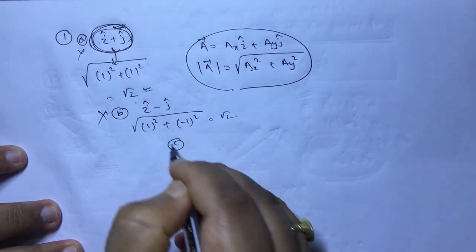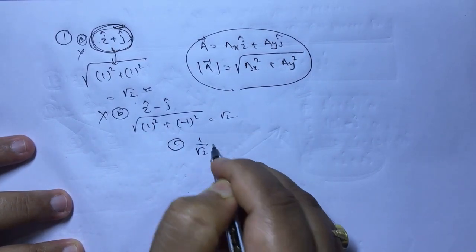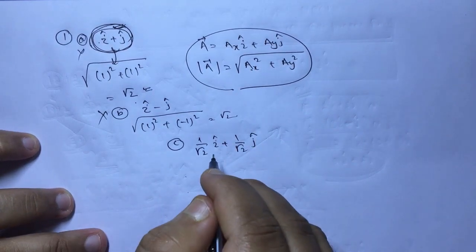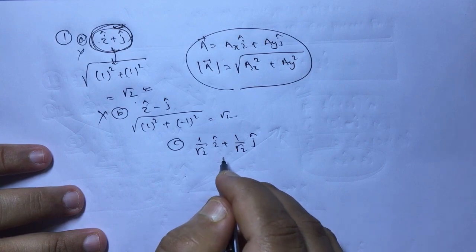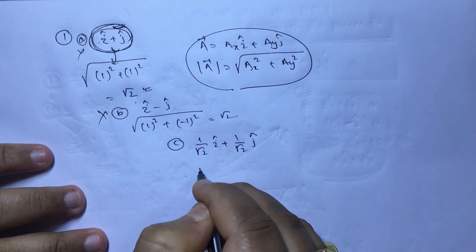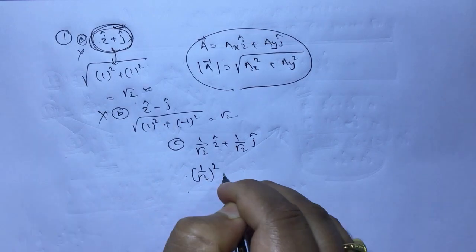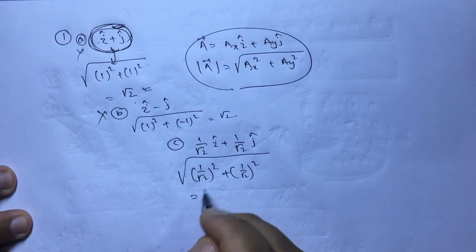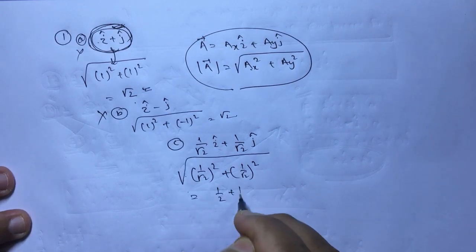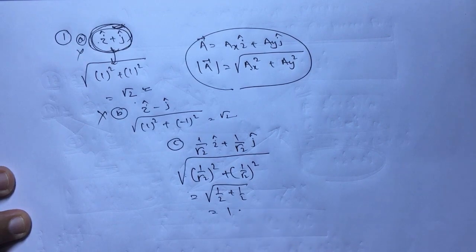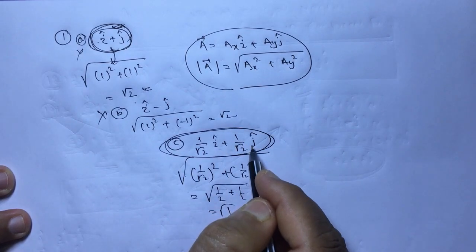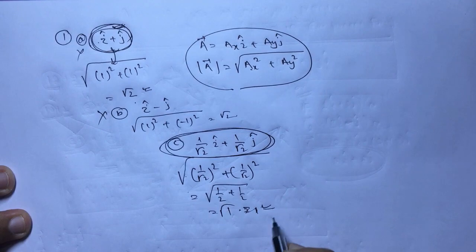Now, let us check the C bit. It is 1 by root 2 i cap plus 1 by root 2 j cap. So, here what will the magnitude be? It will be the square root of 1 by root 2 square plus 1 by root 2 square. So, what will be the answer? Square root of 1 by 2 plus 1 by 2, or the square root of 1, which is equal to 1. So, the magnitude of this vector 1 by root 2 i cap plus 1 by root 2 j cap is 1. So, this is a unit vector.